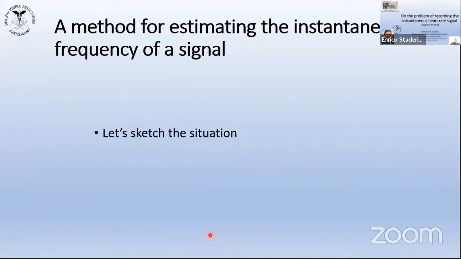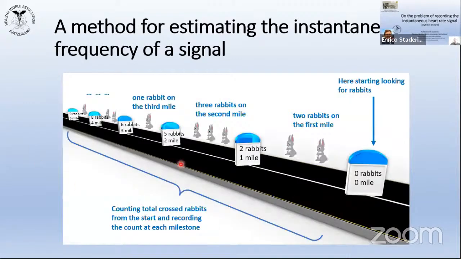Well, let's sketch the situation. This is the road, and you have milestones on the road, and please be attentive, the milestones are uniformly spaced along the road. The rabbits, by the way, are not uniformly spaced along the road. There are 2 rabbits here, 3 rabbits here, 1 rabbit here, 2, 1. Now, from here, we start looking for rabbits. On the first mile, we saw 2 rabbits. On the second mile, we saw 3 rabbits. On the third mile, we saw 1 rabbit, 2 rabbits on the fourth mile, 1 rabbit on the fifth mile.